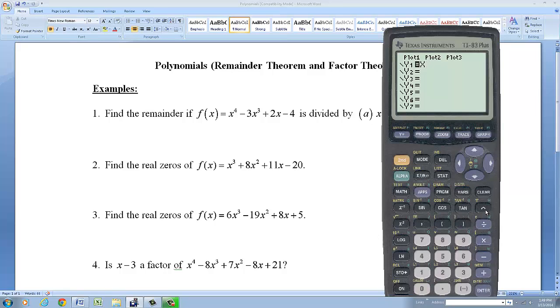X to the 3rd plus 8x to the 2nd plus 11x minus 20. Okay, let's hit graph.